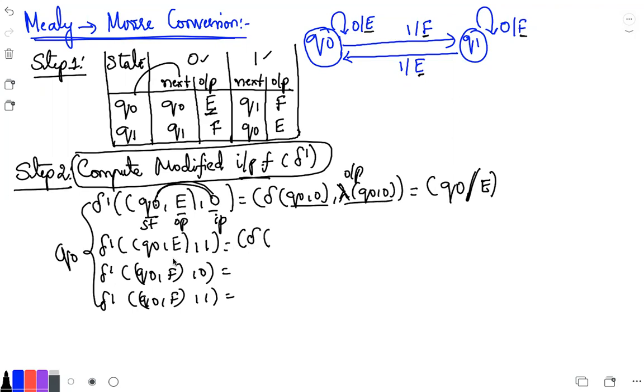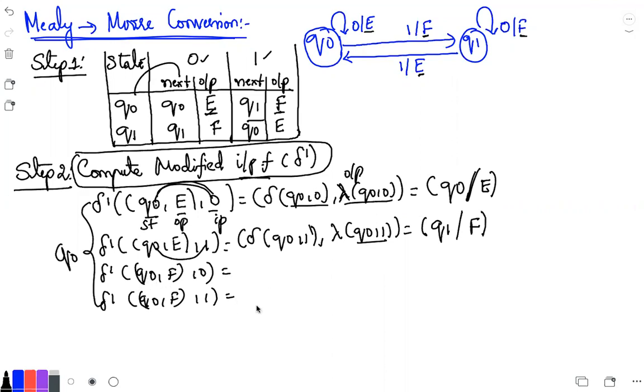I will see for the second one, we will get clarity. So this is transition of Q naught on 1, comma, output of Q naught on 1. What is Q naught on 1? The state is Q1, slash output of Q naught on 1. Q naught on 1 goes to Q1. What is the output? F. So Q1 by F. Is it clear? Yes, sir. All of you, Varun, Syed, everyone. Yes, sir. Okay.